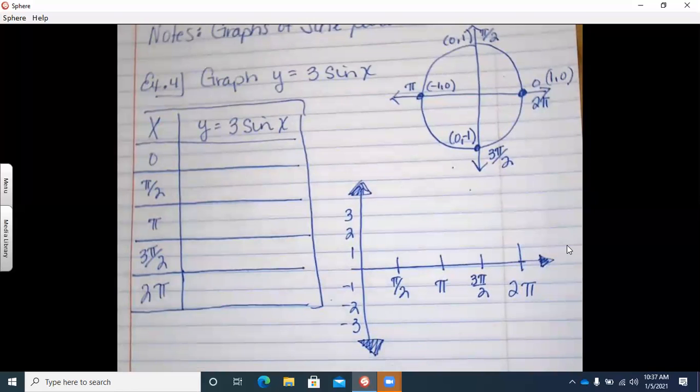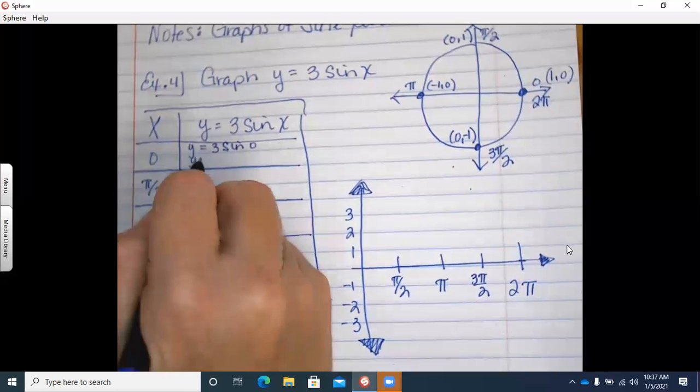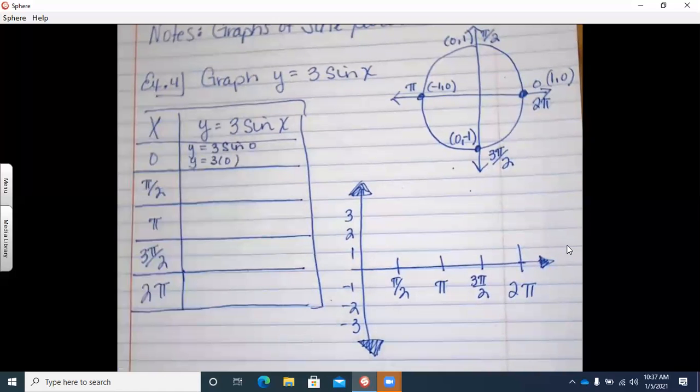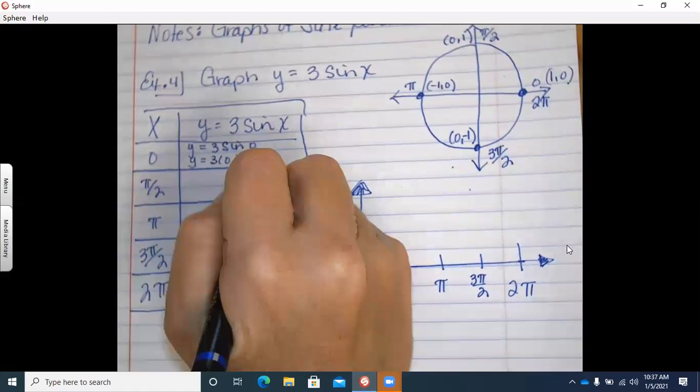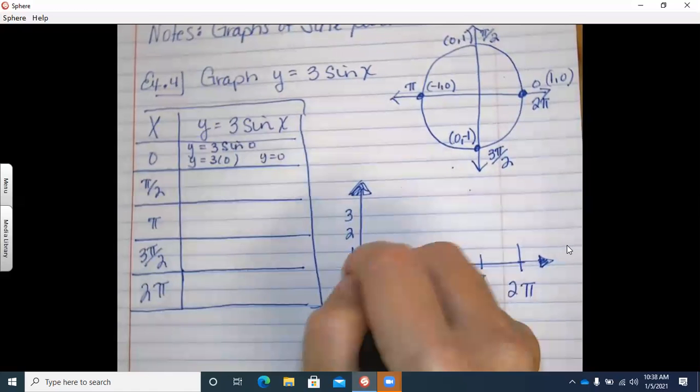We all good? Y'all need me to wait before I start on the table of values? We're good. Okay. So let's start when x is 0. So that means we're finding y equals 3 times the sine of 0. Well, what is the sine of 0? 0. So that would be y equals 3 times 0, because the sine of 0 is 0, right? And 3 times 0 is 0. So the first ordered pair is going to be (0, 0).